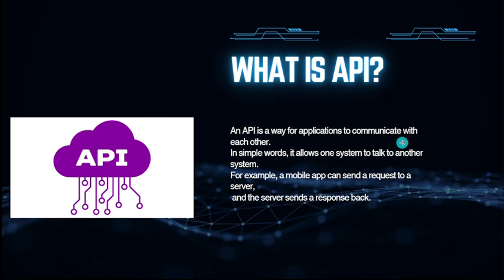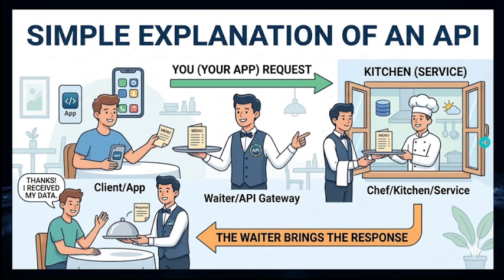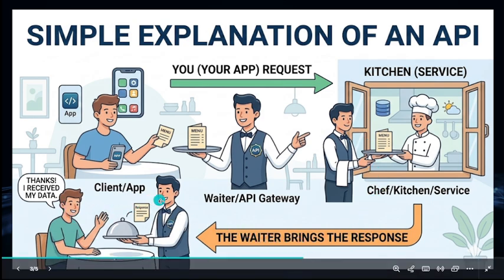Now, let's understand this with an example. Think about a restaurant. You are the client, the kitchen is the server, and the waiter is the API. You don't go directly to the kitchen. You talk to the waiter, who takes your order, sends it to the kitchen, and then brings your food back.